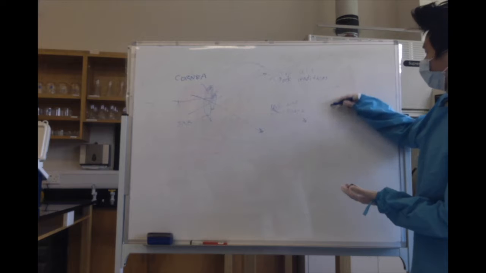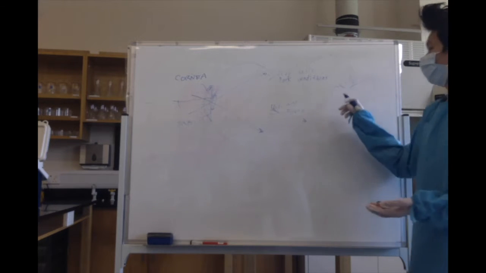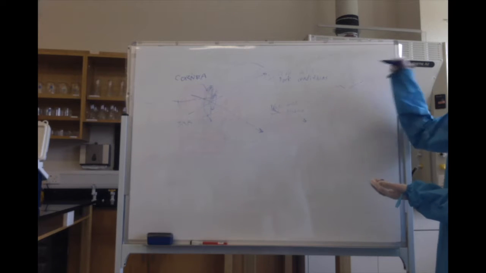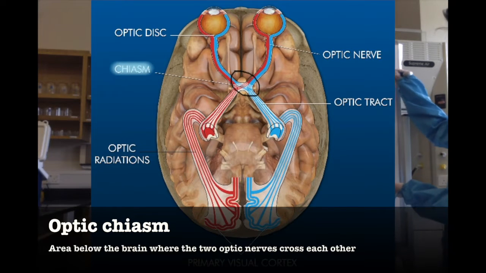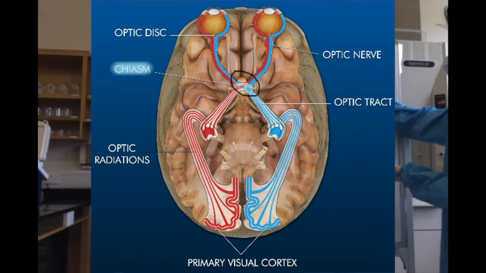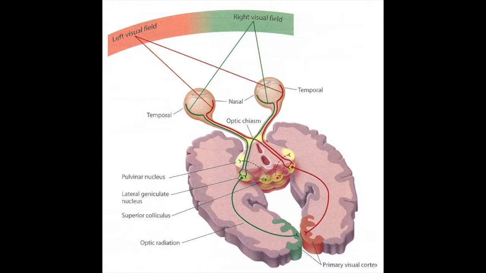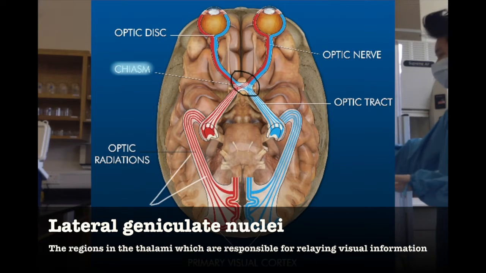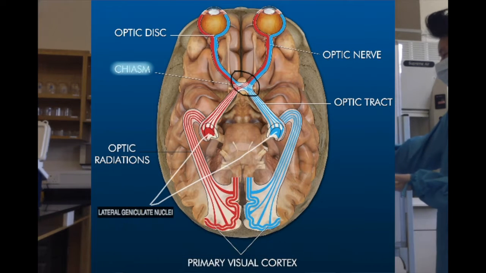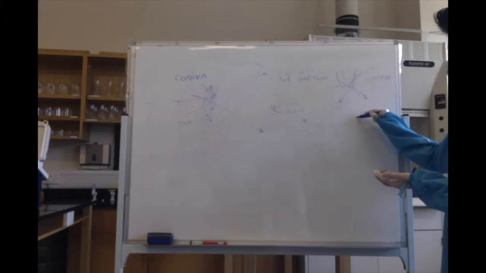I'll talk a little bit about the brain. So the nerve cells actually cross over in an area called the optic chiasm. The left visual field of both eyes goes to the right side of the brain. And the right visual field of both eyes goes to the left side of the brain, and they pass through areas in the brain called the lateral geniculate nuclei. And from there, they travel to the primary visual cortex.